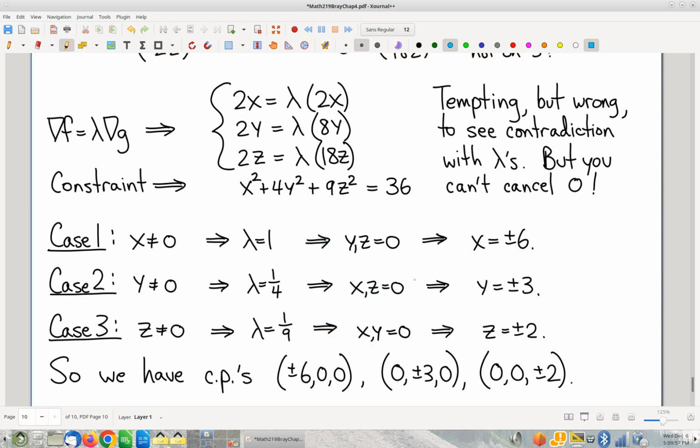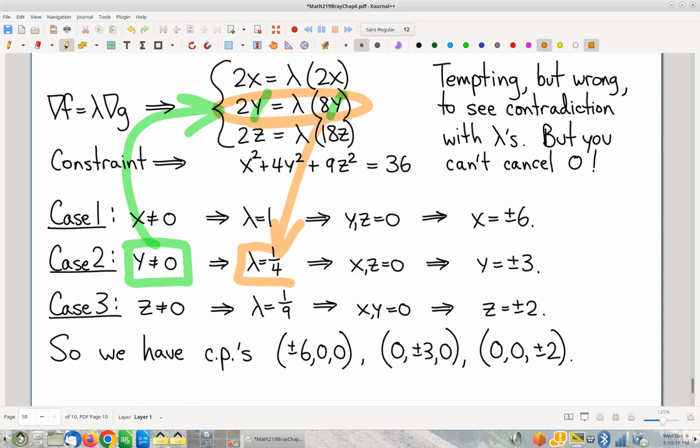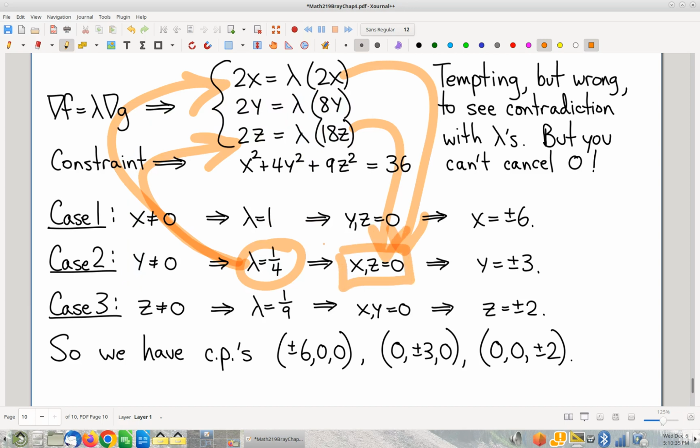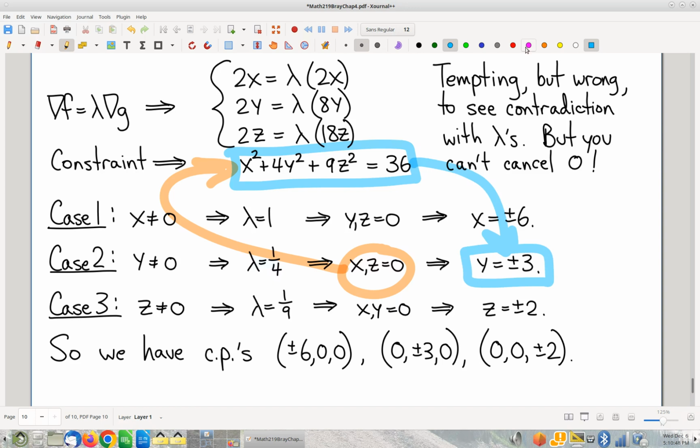Okay, now same game. I'll go quickly through the next version. The next version of this is, let's consider case 2. Suppose y is non-zero. If y is non-zero, then I can look at this second equation here. I can cancel the y's because they're not 0. That then gives me what lambda would have to be. Lambda would have to be 1/4. If lambda were 1/4, I can plug lambda equals 1/4 into that equation, and x and z would both have to be 0. And if x and z are both 0, then that plugged into our constraint tells me what y would have to be. And then altogether, this is another 2 critical points.